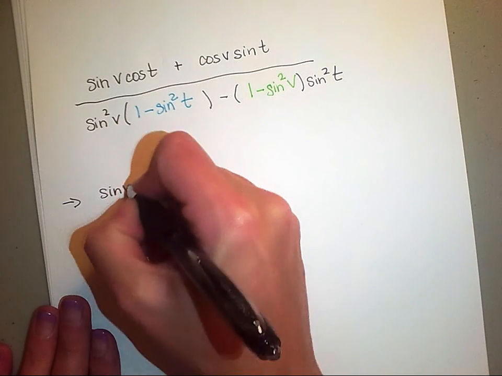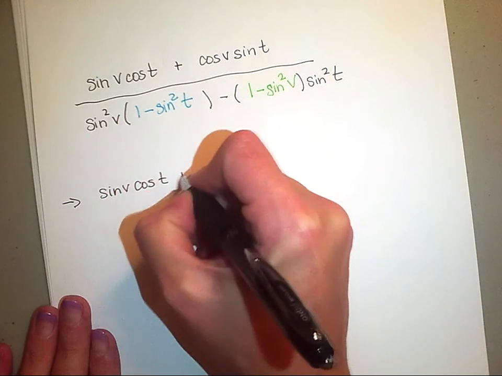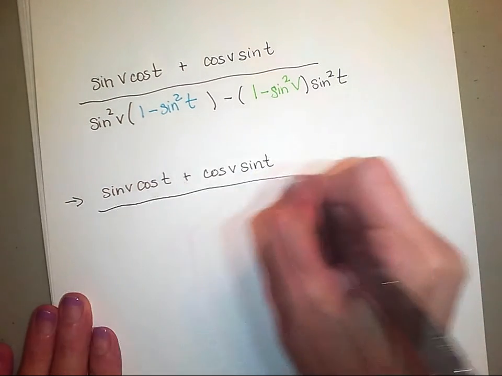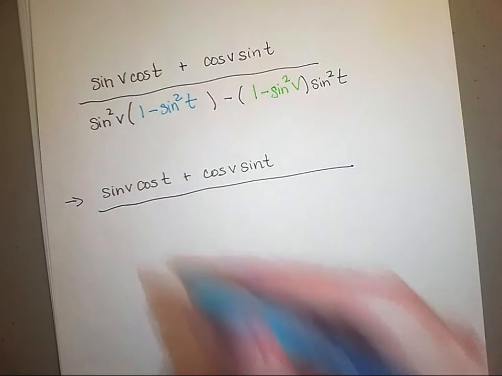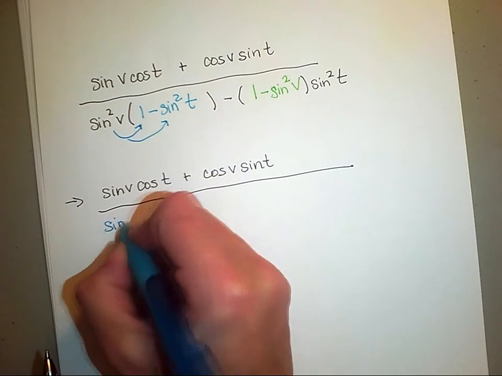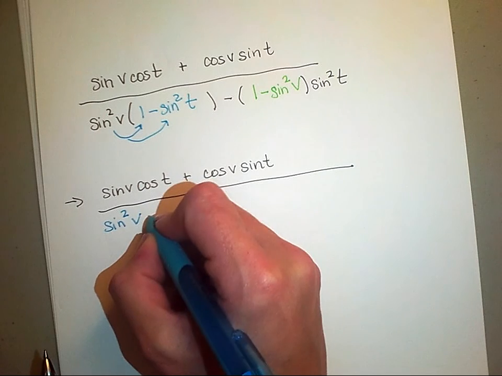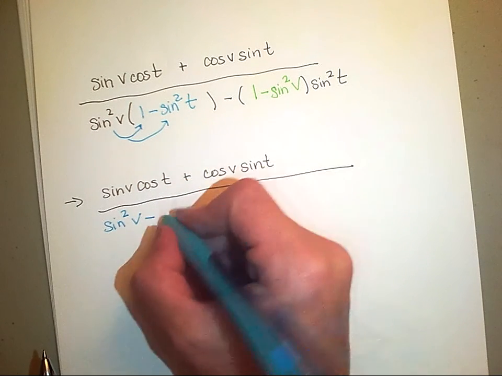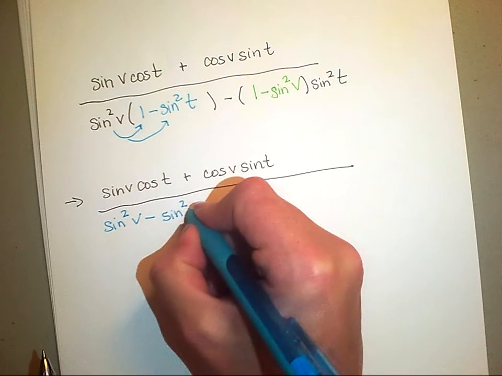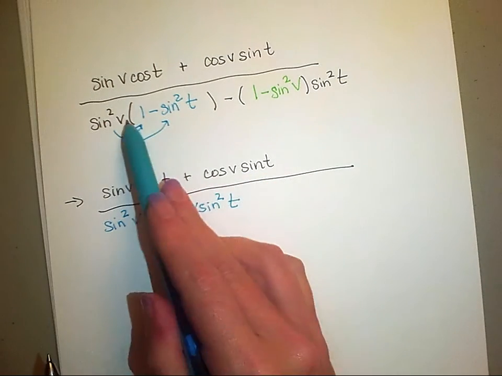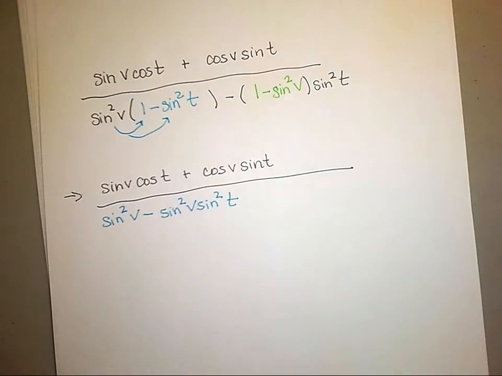Alright, the numerator stays the same. Sine of v, cosine of t, plus cosine of v, sine of t. Now we're going to have to distribute this through and see what happens. So we'll get sine squared v minus sine squared v sine squared t. Okay, these are different angles, so it's not sine to the fourth.